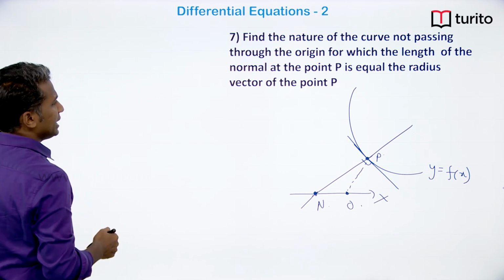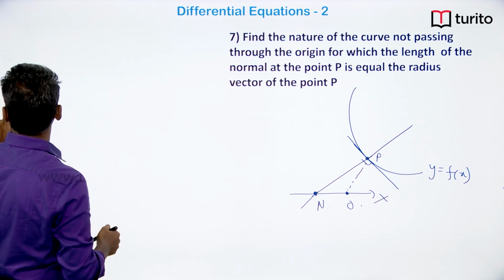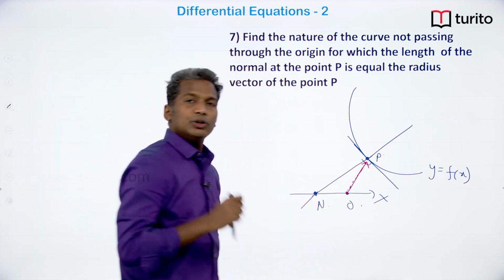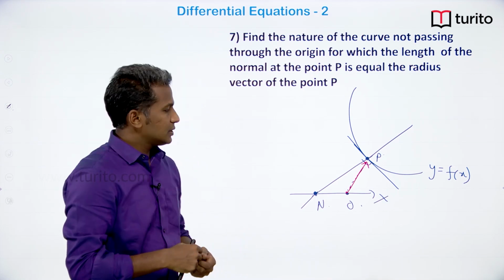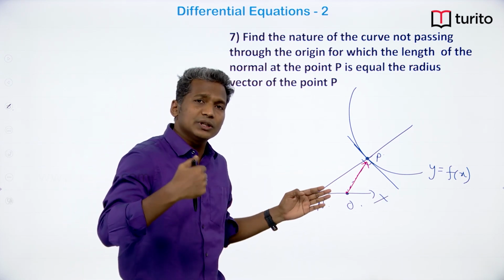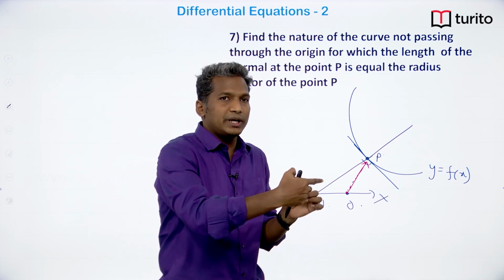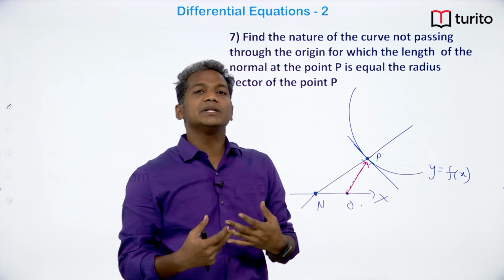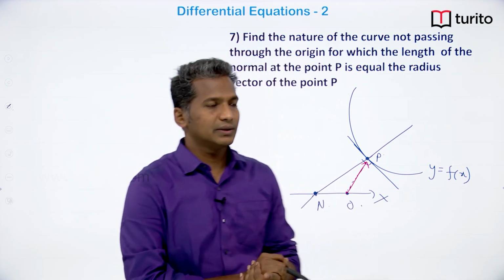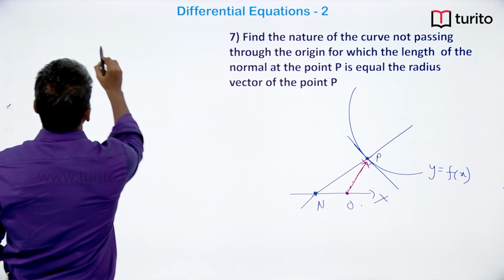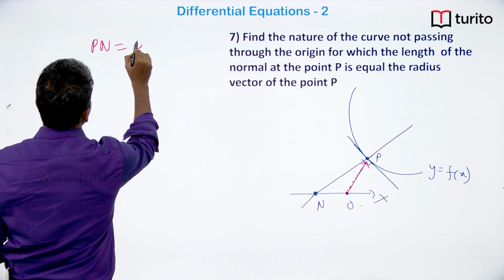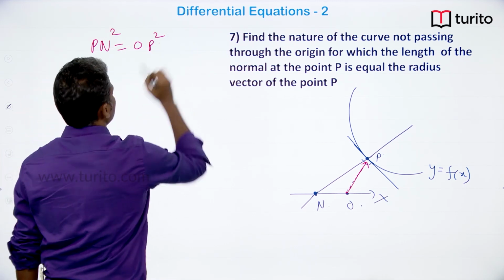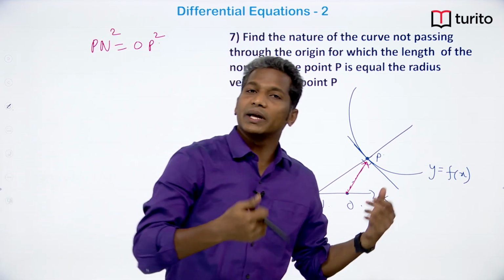In general, what is the radius vector? Radius vector is the vector joining the variable point on the curve to the origin. So radius vector ideally should start from the origin and go till the point, but when we say length of the normal is equal to the radius vector, it means we are talking about the scalar terms only. Okay. So basically we have to use this idea that PN must be equal to OP. So that means I can also square this to get rid of the square roots that may get involved.